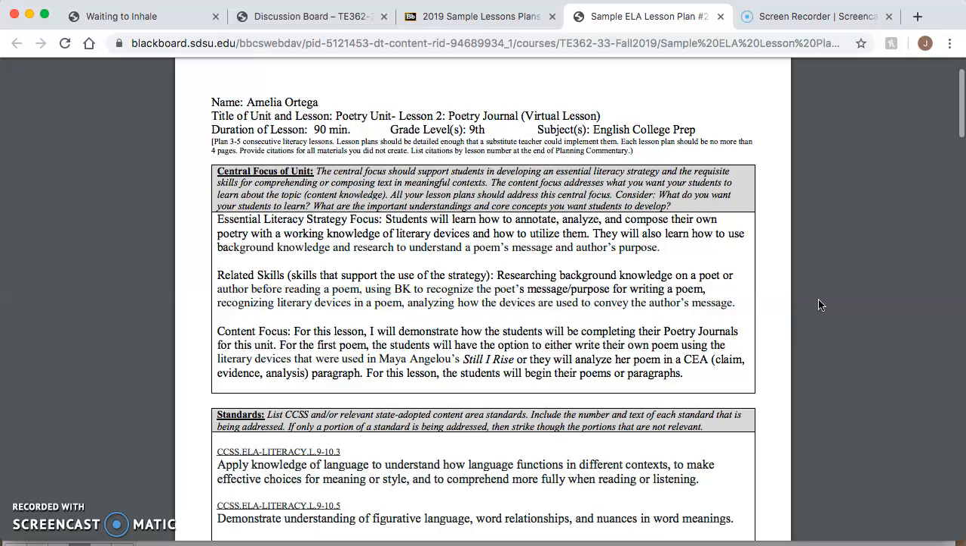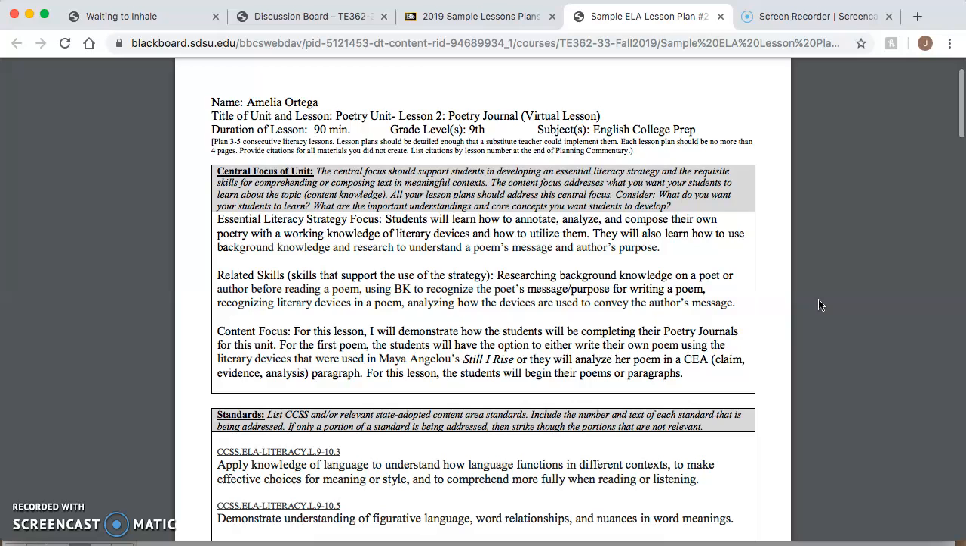So, starting off with the central focus, after doing our first lesson plan for the reading, I found that in order for me to progress, I had to crank out the central focus first. And right here, it's just kind of explaining the content that you'll be teaching in your lessons and basically explaining what you want to achieve.